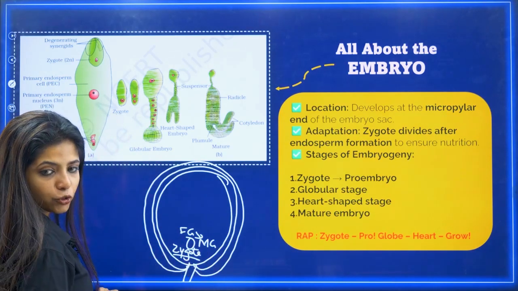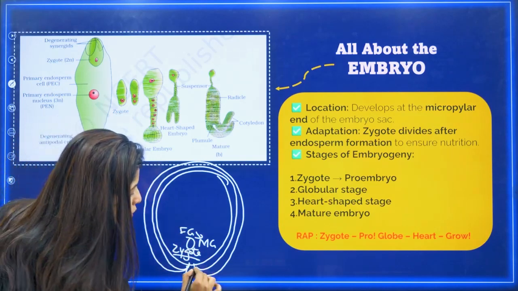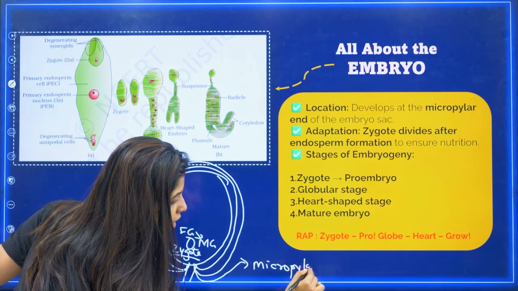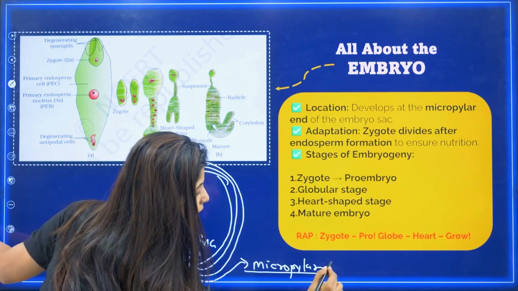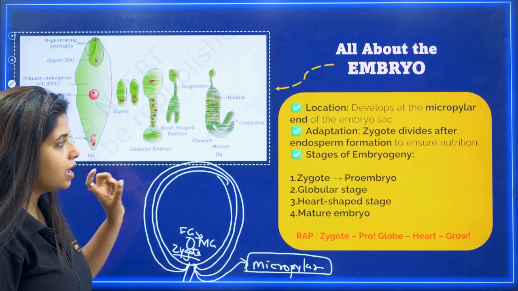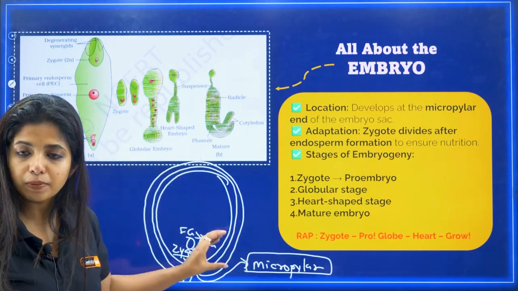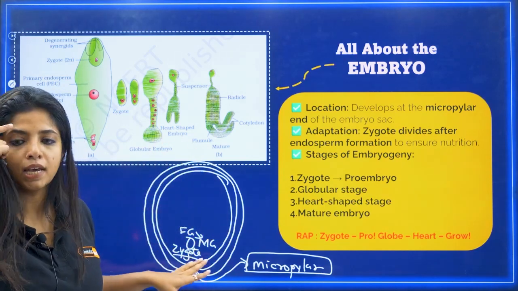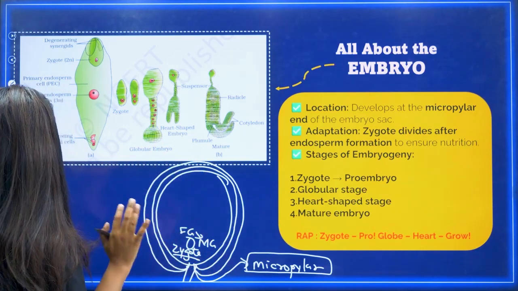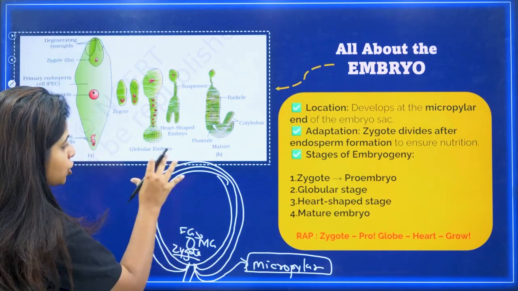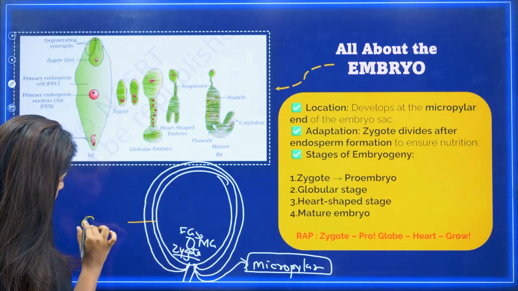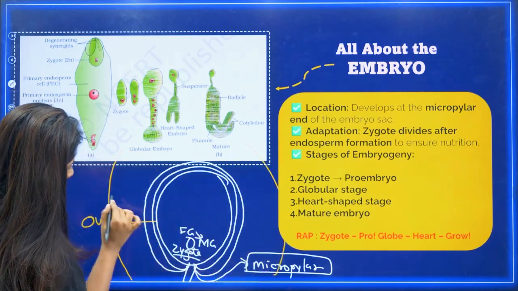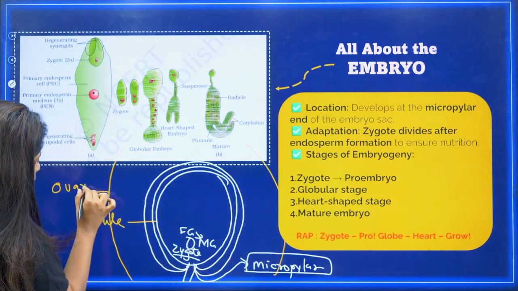Where does the embryo formation take place? Over here itself. So can I say it is towards the micropylar region, this region where the opening is there, I call this the micropylar region. So basically embryo formation happens at the micropylar region of the embryo sac. This is the embryo sac where all of this is happening. For your clarity, remember always, this is the ovule that we had. It is there inside the ovary.